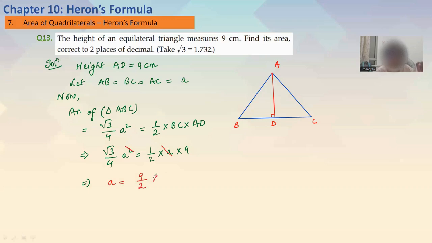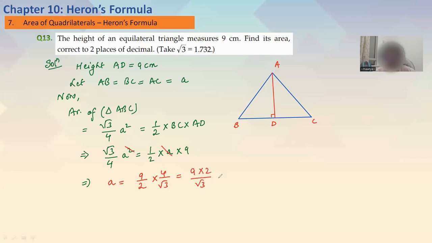Which is equal to half into... Am I clear up to here? Yes, sir. And 2 and 4 cancel. So 9 into 2 divided by root 3.